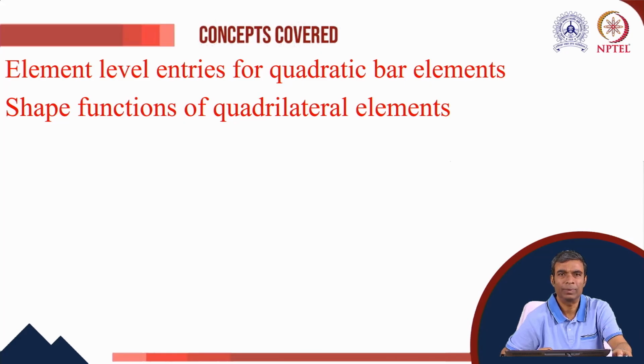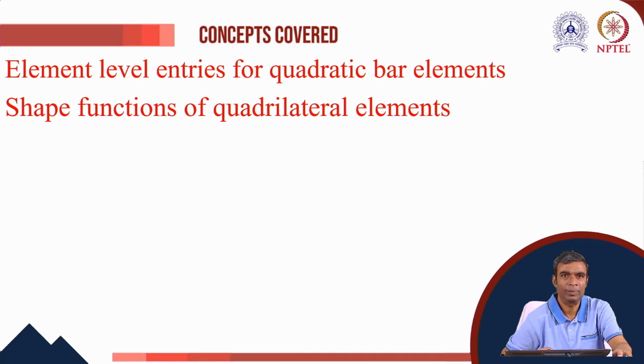In today's class, we shall illustrate the calculation of element level entries for a quadratic bar element. To this end, we shall use the exact integration in the natural coordinate system xi, as well as the Gauss quadrature will also be considered. And we shall close today's discussion by evaluating the shape functions for the quadratic as well as bilinear quadrilateral elements in the natural coordinate system.